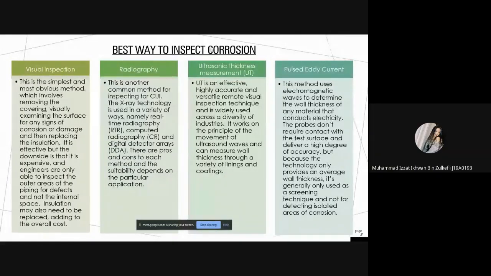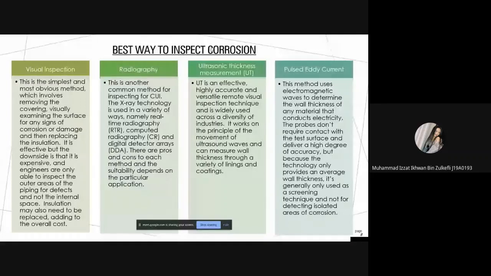Next slide is the best way to inspect corrosion. First, visual inspection. This is the simplest and most obvious method, which involves removing the covering, visually examining the surface for any sign of corrosion or damage, and then replacing the insulation.